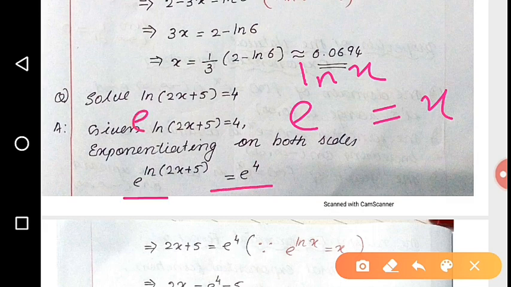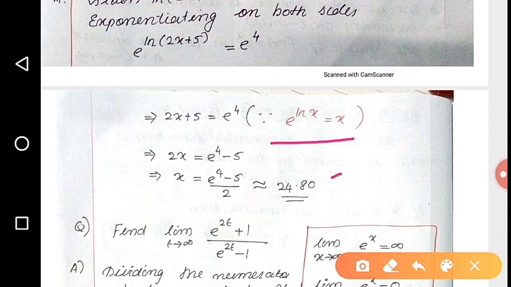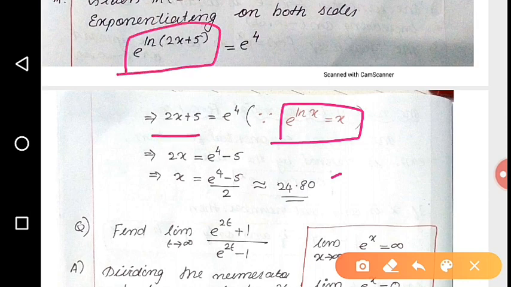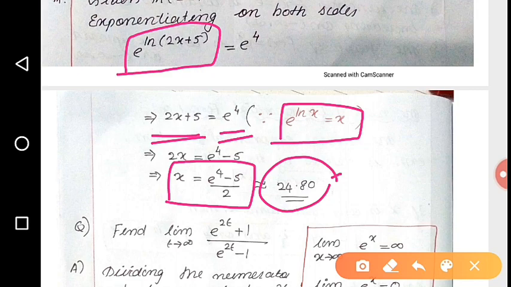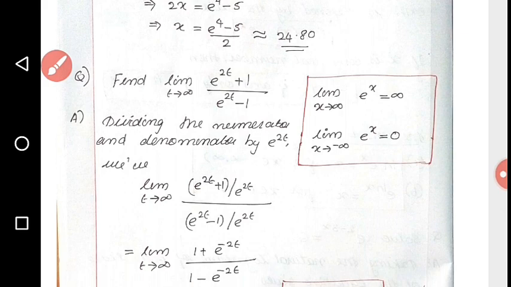We will get e raised to ln of 2x plus 5 equal to e raised to 4. Again we are using the fact that e raised to ln x equal to x, that is e raised to ln of 2x plus 5 is nothing but 2x plus 5. The right side is e raised to 4, and by simplifying we will get x is equal to e raised to 4 minus 5 by 2. And by finding the value of e raised to 4 using a calculator, we will get x as approximately 24.80.